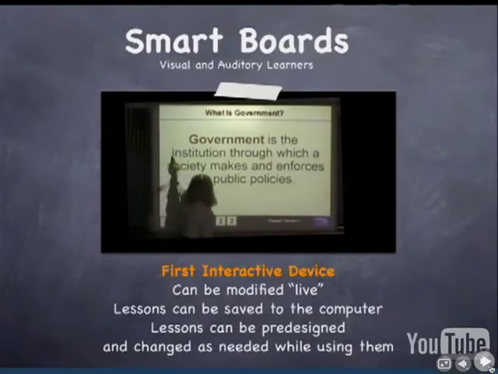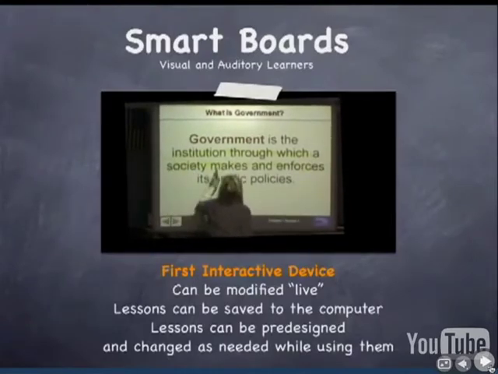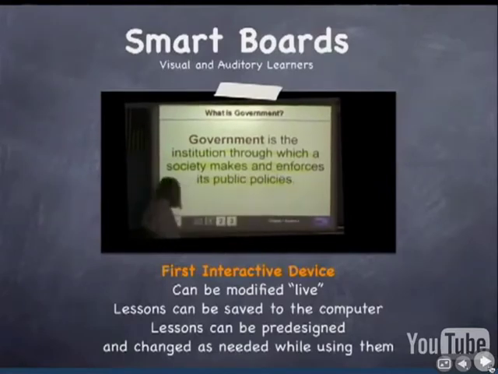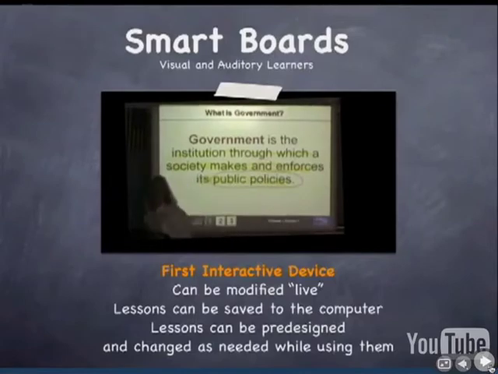It is the institution through which a society makes and enforces its public policy. All right. Now, what is public policy? Okay. Does anybody have any idea what it might be?